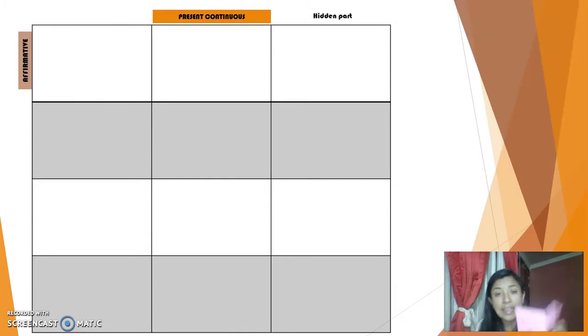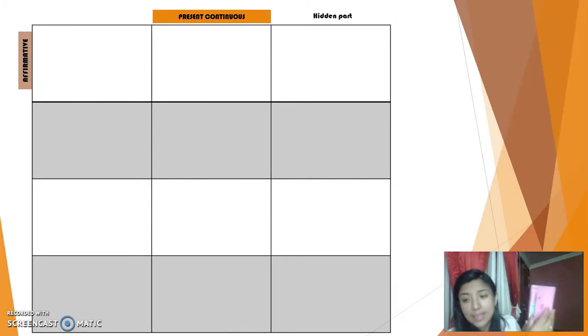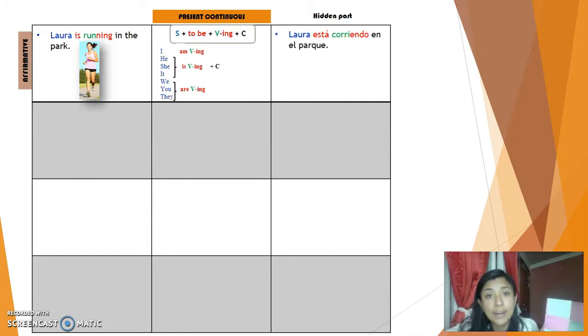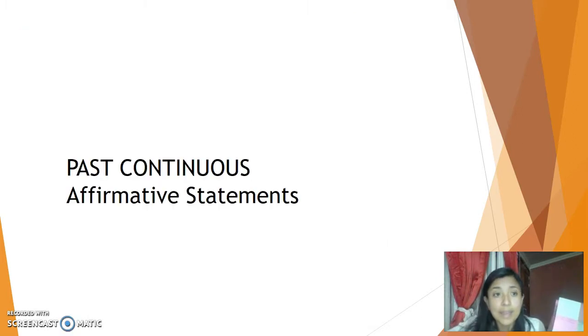Now, in the hidden part of your magic book, you can write the example in English. Here in the middle is the formula, and in the hidden part you can use your native language, which is Spanish. So here we have the same example, Laura is running in the park, and here we have the same example in your native language, Spanish. Okay, so let's keep going.